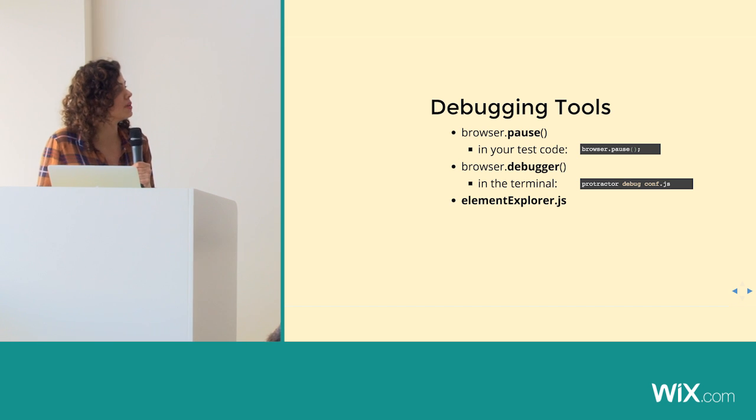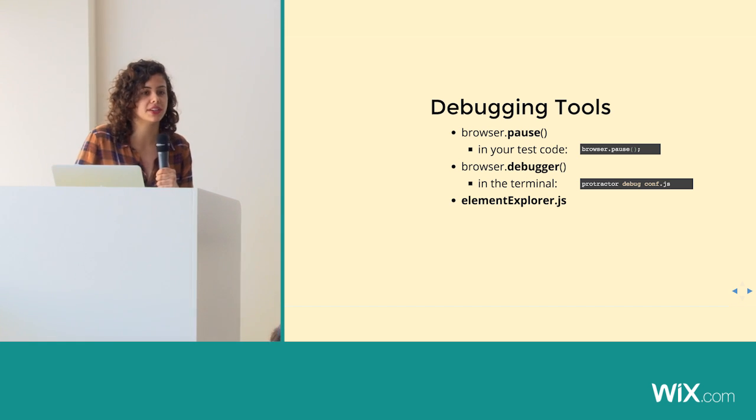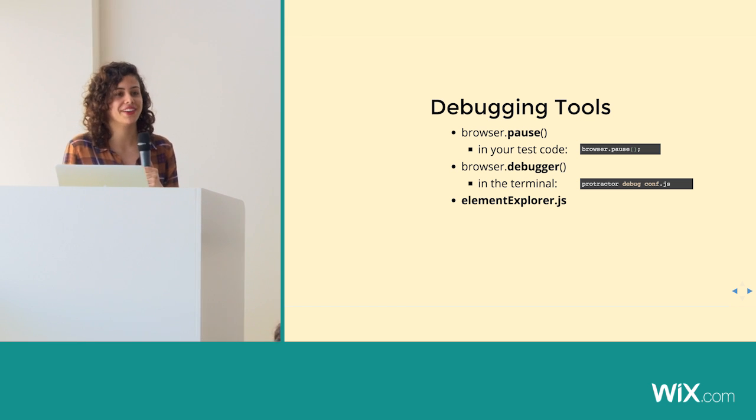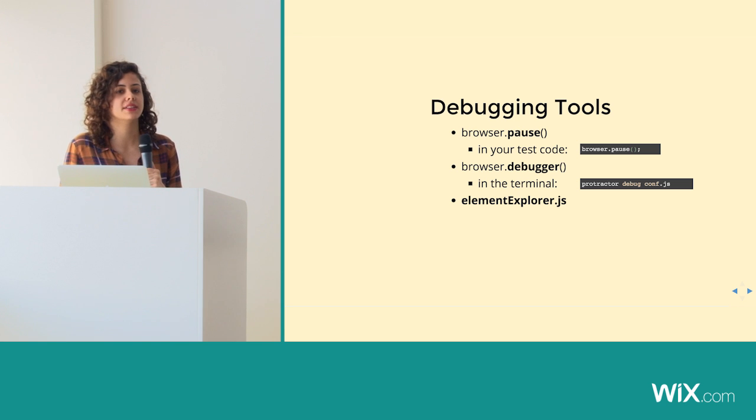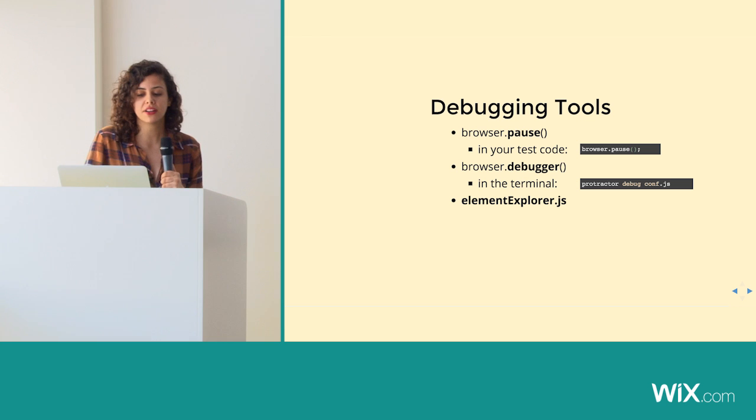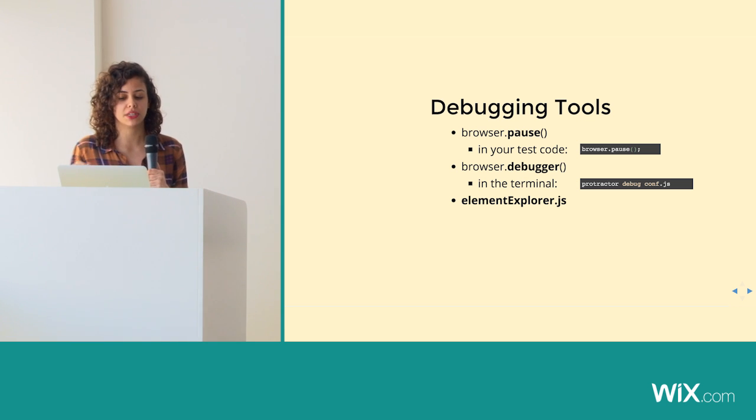All right, lastly, we're going to talk about some debugging tools to help debug our tests, because as we all know, they fail, unfortunately, and we want to know why they're failing. So we can use browser.pause to pause our test and explore the DOM in a way. We can use browser.debugger to put a breakpoint in our code. And finally, we can use an external tool, which is Element Explorer.js. When I say external, it means that we don't add it in our code. We can use it to open a page that we want to explore the elements in.